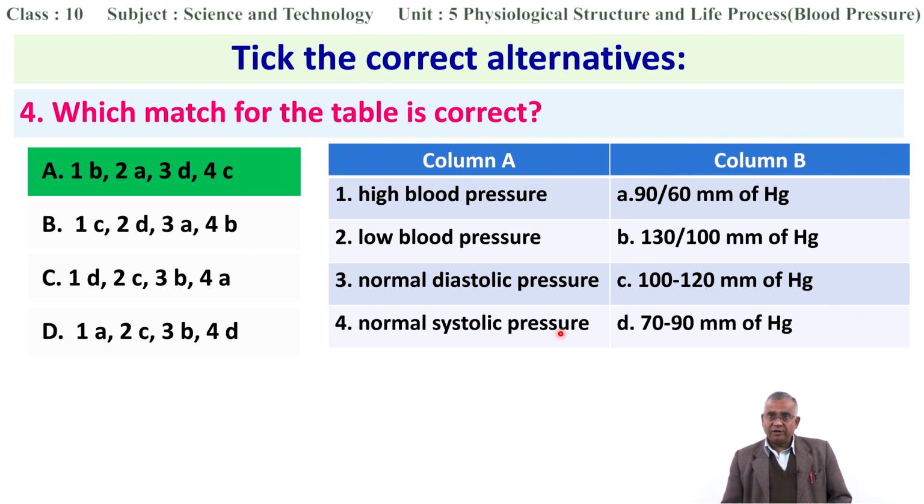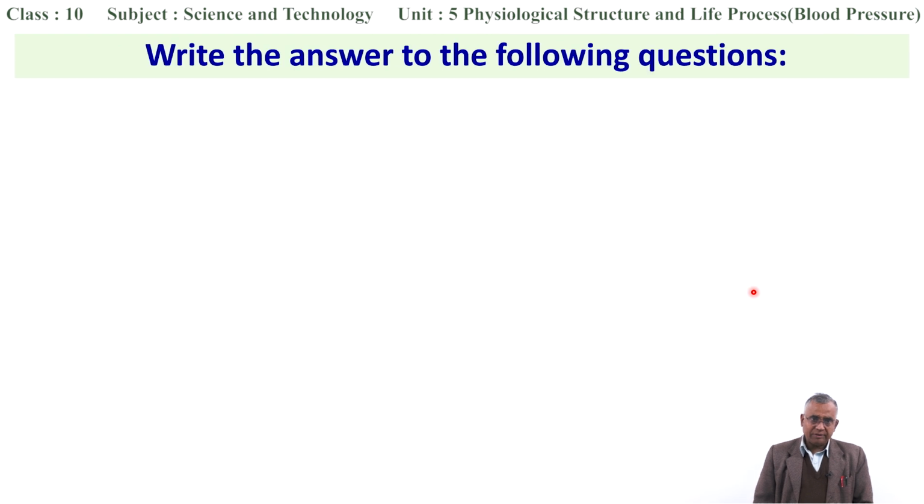Normal systolic pressure, here 100 to 120 is given. You have learnt that it is from 100 to 140. So in between that range, these numbers 100 to 120 are normal. You may say 120 to 130 is normal, 110 to 140 is normal. If it exceeds 140, that will be what? High blood pressure. And if below 100, that will be low blood pressure. Very easy. Okay.